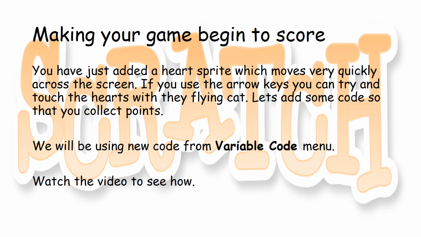So, making your game begin to score. You've just added a heart sprite which moves very quickly across the screen. If you use the arrow keys, you can try and touch the hearts with the flying cat. Let's add some code so you can collect the points. We'll be using new code from the variable code menu. Watch the video to see how.